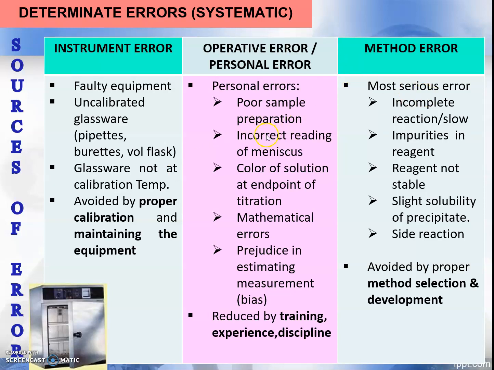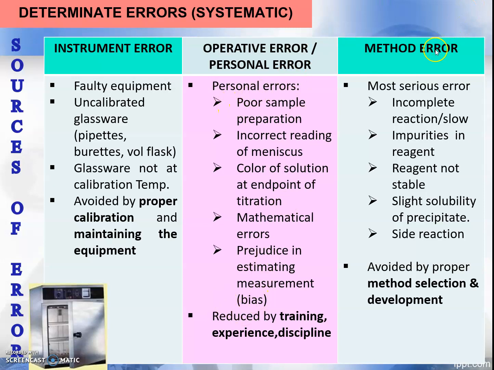Other things might be from reading the meniscus. It is incorrect to read the burette, so the reading is in error. The color of the solution at the endpoint of titration might be over-titrated, and there are mathematical errors from calculation, or bias. For example, writing different data from what was recorded. From the operative, this error can be avoided by training, discipline and experience of the person.